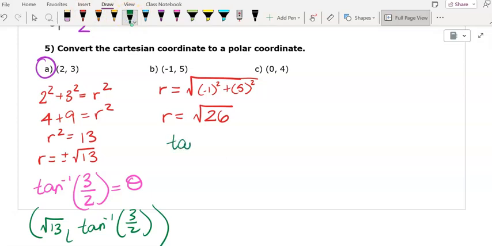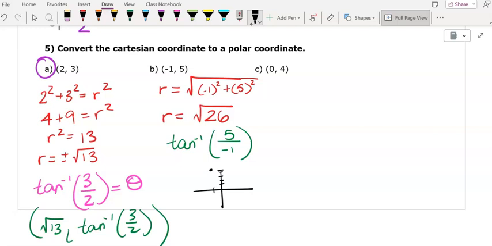This one's a little bit different though, and the reason this is different is because of where it's located, okay? So let's look. If I was to plot B here, it's at -1, 5. 1, 2, 3, 4, 5, right? It's going to be up here. That's in my second quadrant.